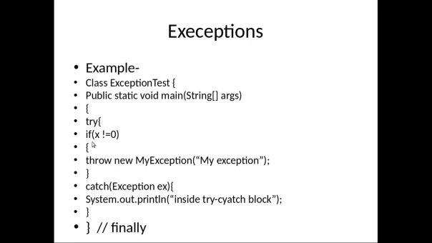Then you simply write a statement. Suppose I have written here x is a value, and you are getting the value from the console. Suppose x is an integer, so int x, I will use the Scanner class, Scanner sc, sc.nextInt. Then I will get the value, and I am checking whether it is 0 or not. If it is 0, then my program will throw new MyException, my custom exception class, with this message, my exception.